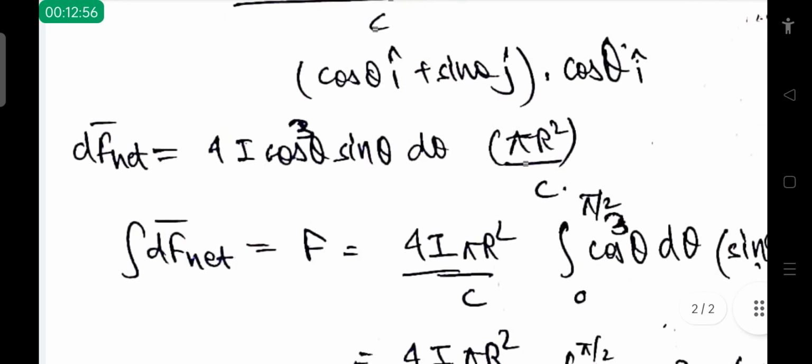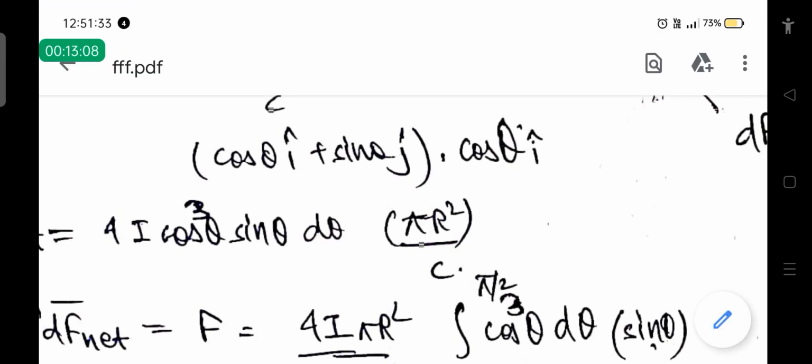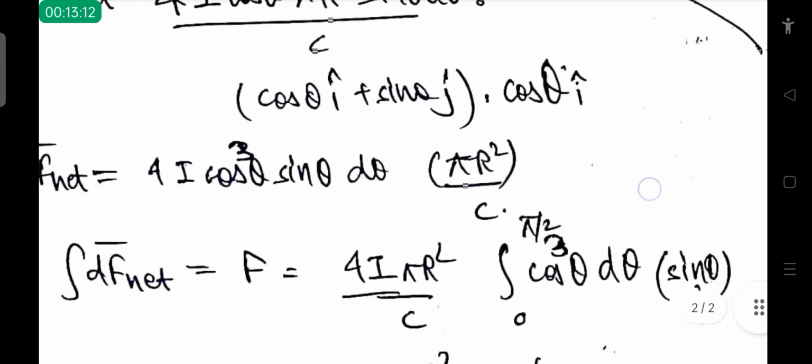So dF net can be written as 4 i cap cos, from here it's cos square, and there is one more cos term, so there are 3 cos terms: 4 I cos cube theta sin theta d theta, and this constant which is pi r square by c.